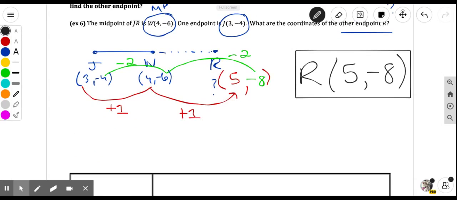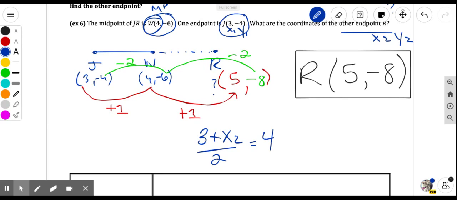I'm not going to fully do out the other method because most of you probably won't use it, but I'll just show you real fast. What you can do is you can set up a little equation for each one. So like this is x1, this is y1, r is x2, y2. And so you would just set up x1 plus x2, so 3 plus, we don't know x2, right, over 2. If we were to simplify that, that would give us the x coordinate of the midpoint.